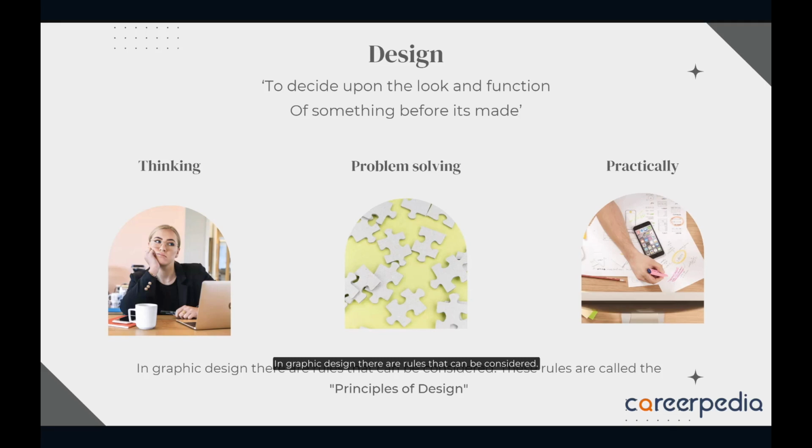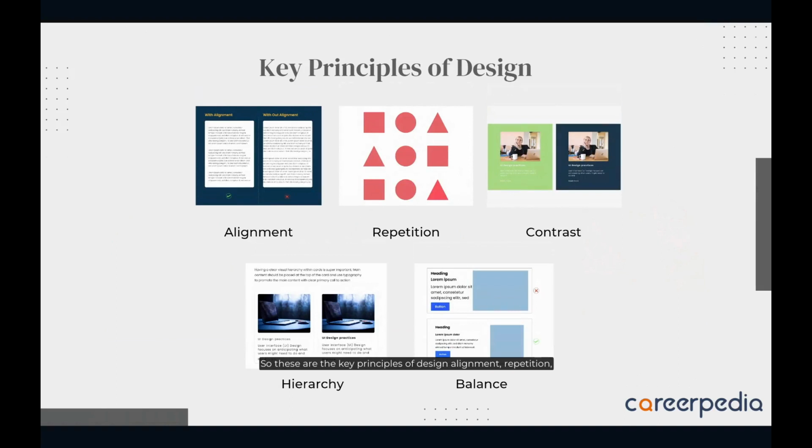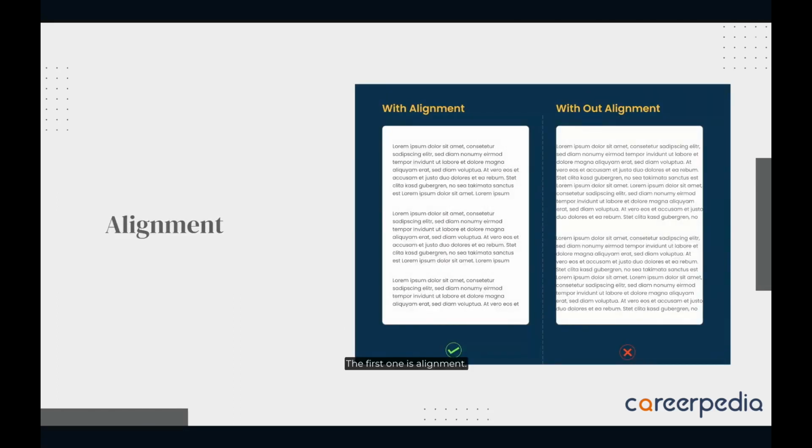In graphic design, there are rules that can be considered. These rules are called principles of design. Now let us look at a few principles of design. So these are the key principles of design: alignment, repetition, contrast, hierarchy, and balance. Let us look at them one by one in detail. The first one is alignment.